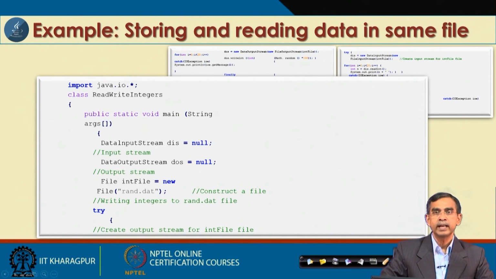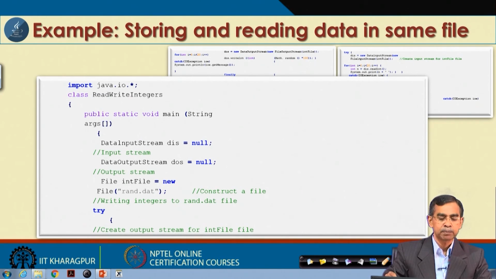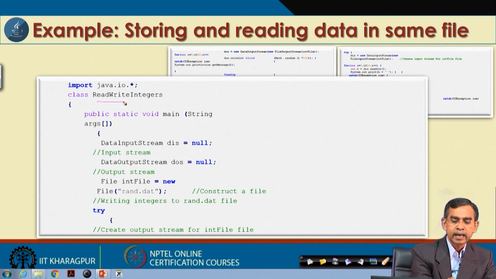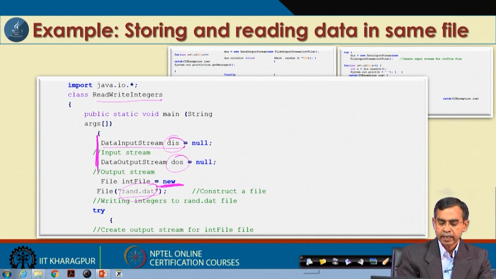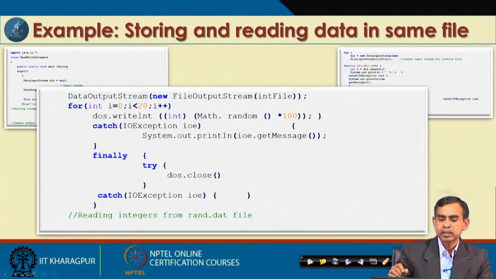Now, storing and reading in the same file: here we have stored once and then read another, but at the same time both things can be done. This is an example to explain it, reading and writing integers. Here you can see we create objects of data input stream DIS, and also an output stream object. So, two objects are created, of type input stream and output stream. A file is declared here, the random data file, and here you can see how we have developed the program. It basically generates random numbers and stores them into the file.